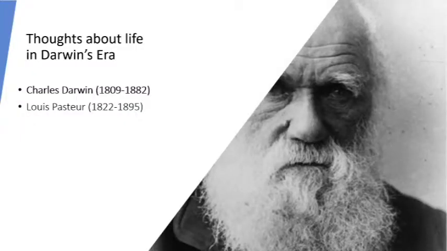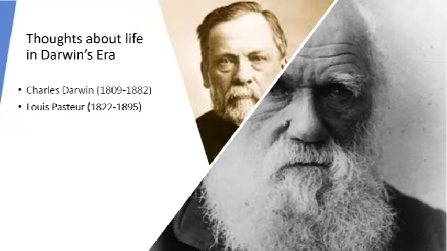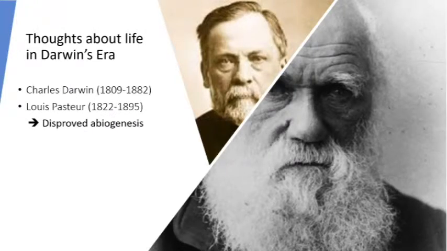The reason naturalists in Darwin's time thought like this was because Darwin lived at the same time as another famous scientist, Louis Pasteur. Before Louis Pasteur did his famous broth experiments in the 1860s, it was believed that simple life could spontaneously generate. This theory was known as spontaneous generation, or abiogenesis. Louis Pasteur disproved abiogenesis in the 1860s using sterilization techniques.